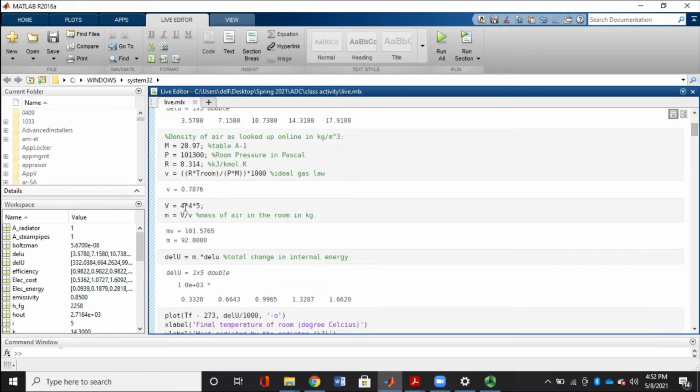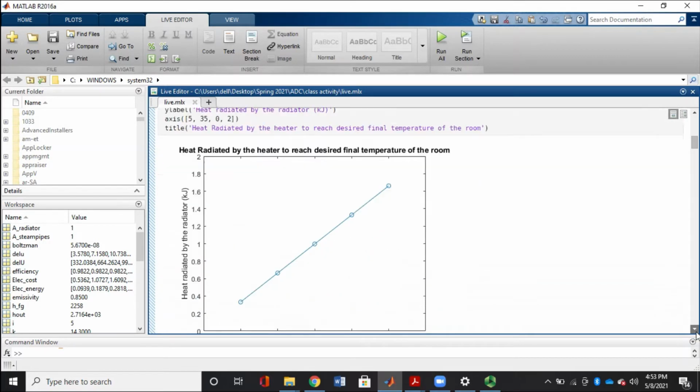How do we find that? We can find the specific volume using the ideal gas law, as we know the pressure, temperature, and molar mass from table A1 and R, and we can plug all of these values in to find the specific volume and hence the mass of air. And when we multiply this mass of air by the del U, we know the total change in energy. Now the room, which we showed, had no other inlets or outlets of heat. So all the total change in energy to produce this change in temperature is from the heat radiated by the heater. So let's plot this heat radiated by the heater over here.